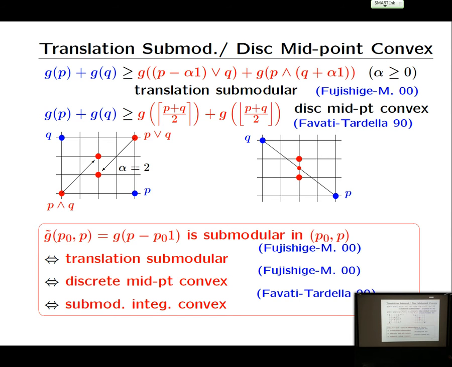And second is midpoint convexity. So here, we have p and q integer vectors, and we consider the middle point.